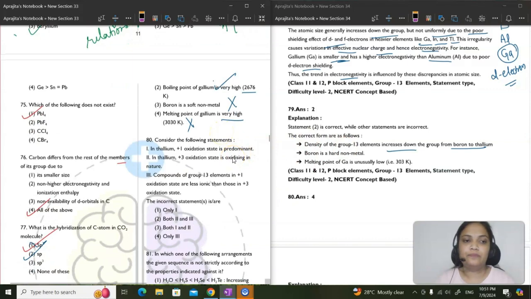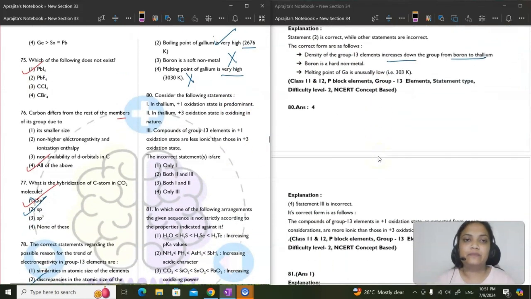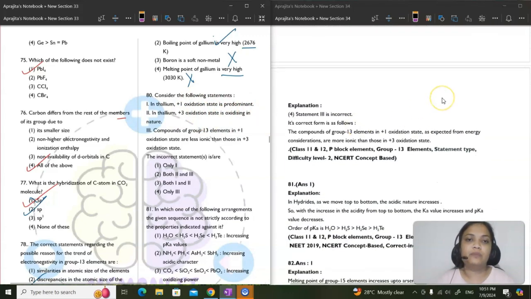Okay, next is question number 80. So there are some statements given to us, students. In thallium, +1 oxidation state is predominant. In thallium, +3 oxidation state is oxidizing in nature. And compounds of group 13 elements in +1 oxidation state are less ionic than that of +3 oxidation state.